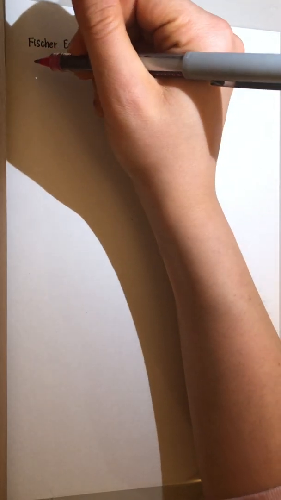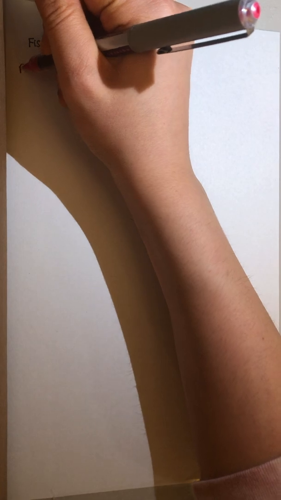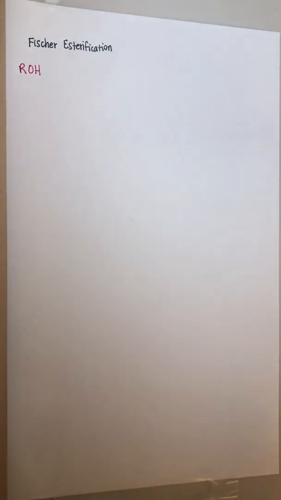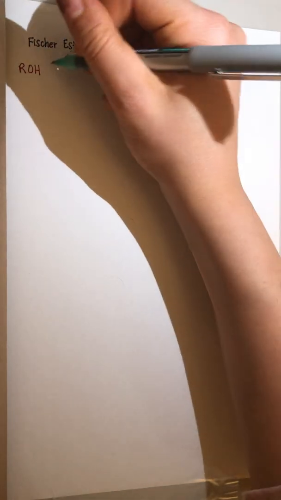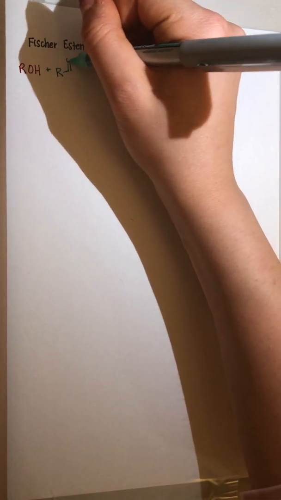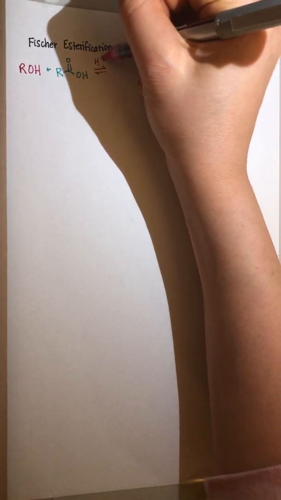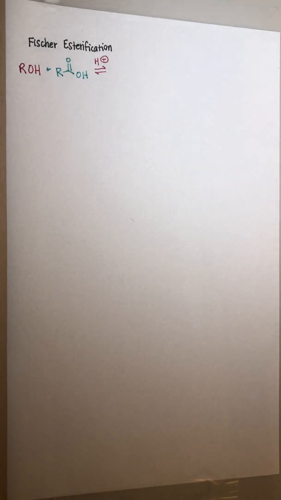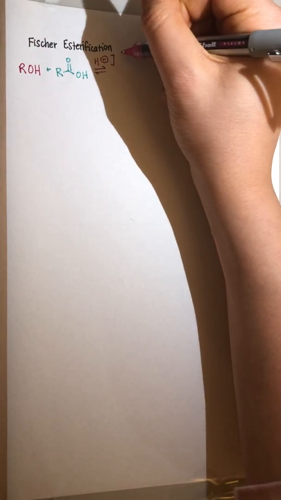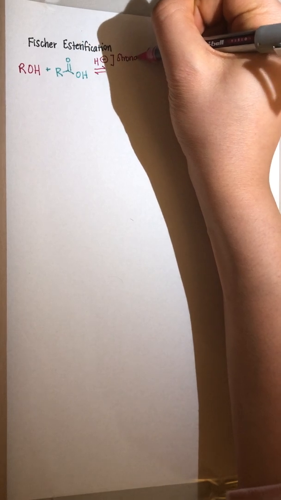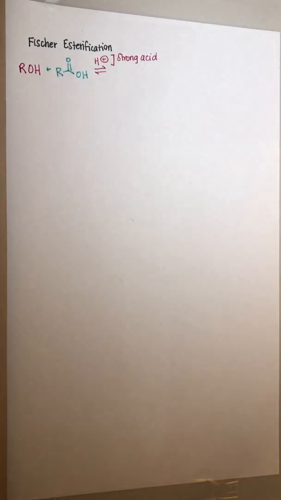So for this we need alcohol, which I'm going to write as ROH, right? The R group could be literally anything, as we know. And we're also going to need carboxylic acid. And we're going to add strong acid, which I'll denote by H+. H+ means that it's literally any strong acid. So you could have, I'll just put strong acid, but you could have H2SO4 or HCl or something like that. That could do the trick for you.